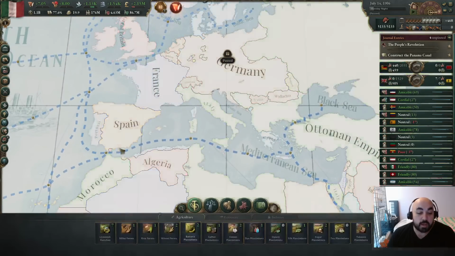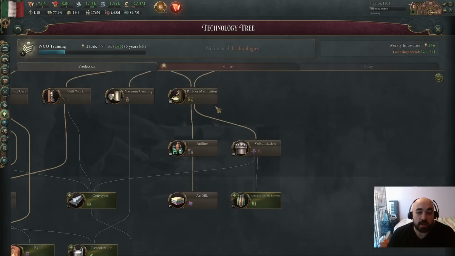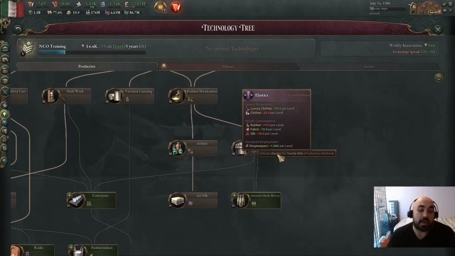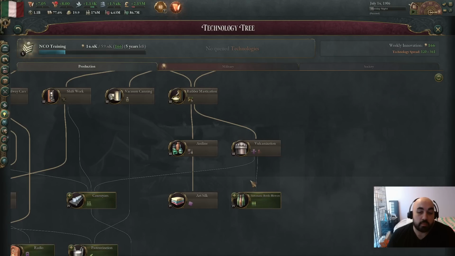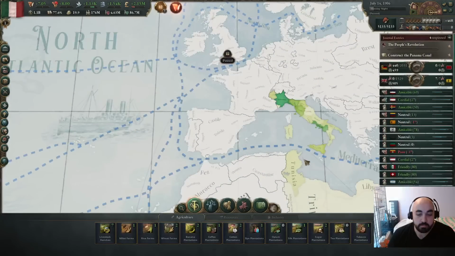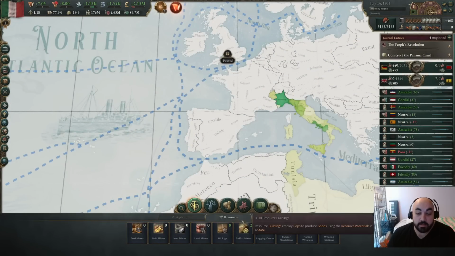But still, we build them largely because we unlock a PM and suddenly we need an enormous amount of rubber. So we'll build it ourselves just to be able to make use of PMs like elastics when we research vulcanization. Okay, jumping back in.